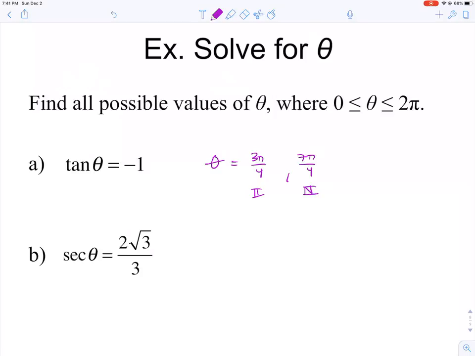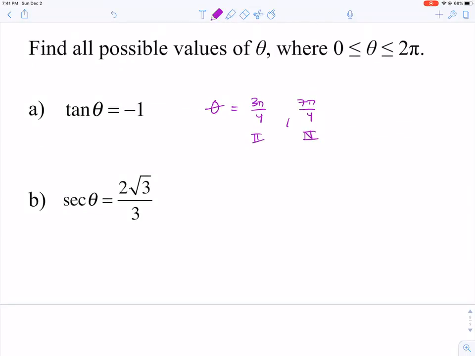All right, for secant of theta equals 2 root 3 over 3, it might be helpful to think about, okay, that means that cosine of theta would be the reciprocal. So 3 over 2 root 3, which if you rationalize the denominator there, you get that cosine of theta is equal to root 3 over 2. Okay, so we can think about solving the equation cosine of theta equals root 3 over 2 in order to solve the equation secant of theta equals 2 root 3 over 3, if that's a little bit easier for you.